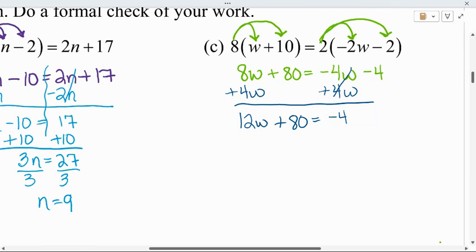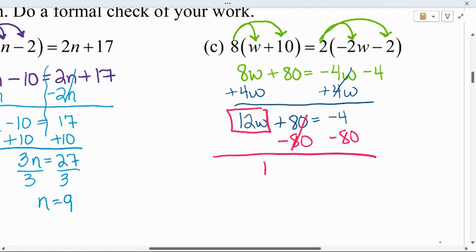You want to keep going, Ken, or you want me to pass it on? Okay. Next step, Victoria. Subtract what? So the 12 is attached to the W. Subtract the 80. Good job. So 12W equals negative 84.